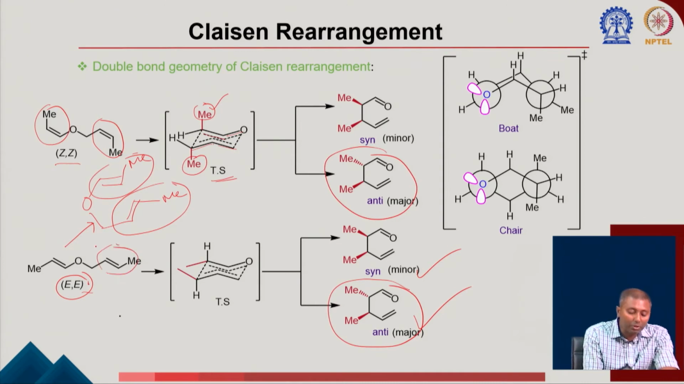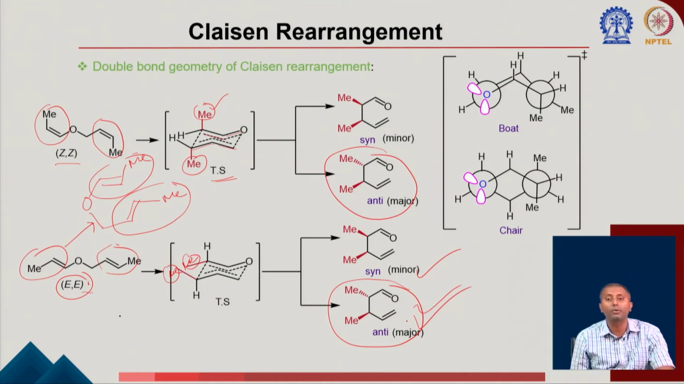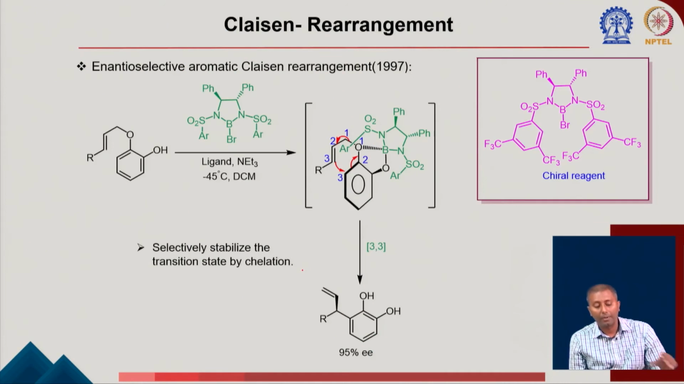In case both are E, in the junction, what is happening? So now I have drawn both the methyl groups here. This is a methyl, this is a methyl, so they have only gauche-butane interactions, and once they form the bonds, again one methyl is up, one is down, giving the corresponding anti product as the major product. Okay. In the first case, both methyls are in the anti position, and here they have gauche-butane interactions. Okay.